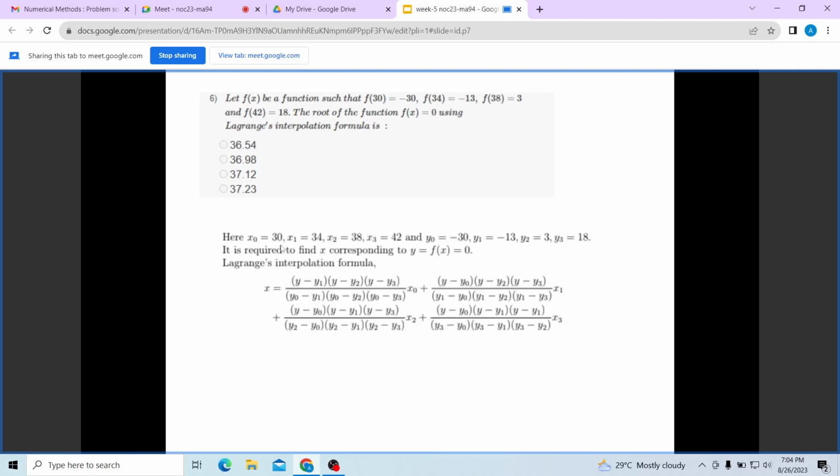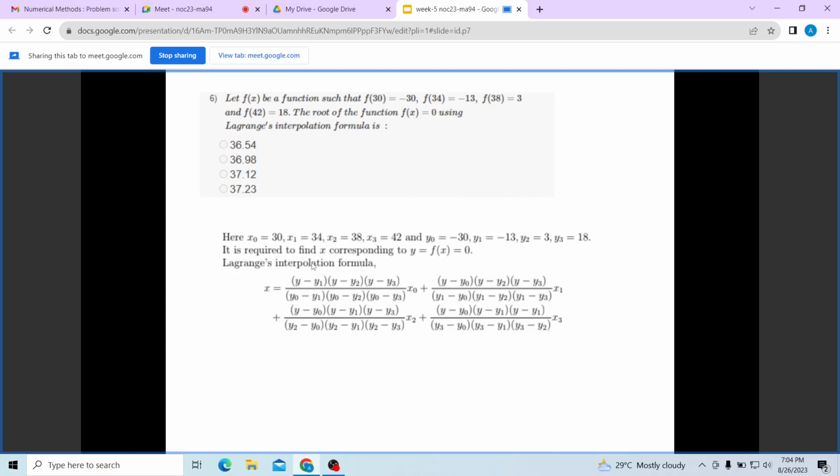So here x naught is 30, x1 is 34, x2 is 38, x3 is 42. And corresponding to that, f of x naught, that is f of 30, is minus 30. So y naught is equal to minus 30. Similarly, y1 will be minus 13, y2 will be 3, and y3 will be 18. So for x naught, x1, x2, x3, you have got the corresponding y values, that is y naught, y1, y2 and y3.